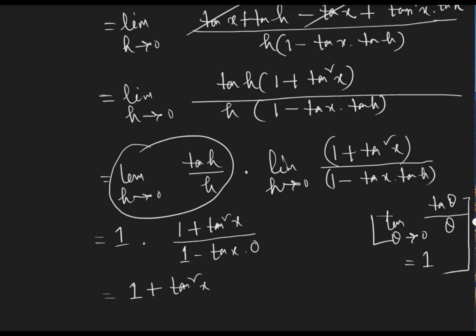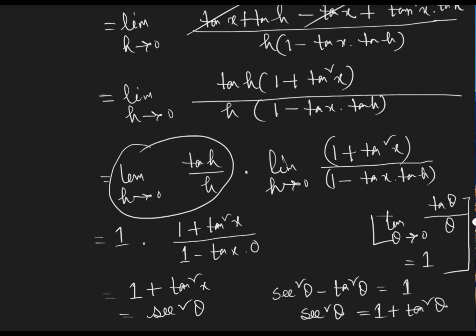And by the formula of trigonometry, we know that sec squared theta minus tan squared theta is equal to 1, or sec squared theta is equal to 1 plus tan squared theta. So we could write down here sec squared theta. So this is the final answer.